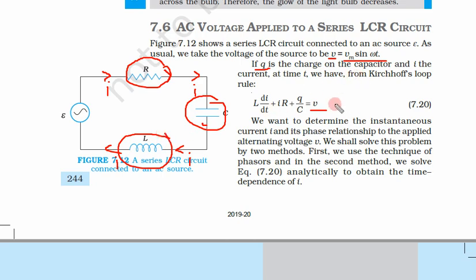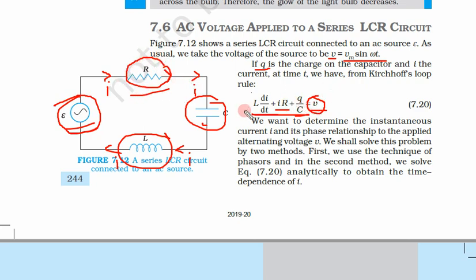Previously we put only a single element, now we have to put all the elements. The voltage dropped across the resistor is IR. Then the voltage drop across the capacitor is Q by C. Then the third voltage drop, across the inductance, is L dI by dt. We have combined all three voltage drops and this must be equal to the voltage given by the source. The source is providing the voltage and these are dropping the voltage.